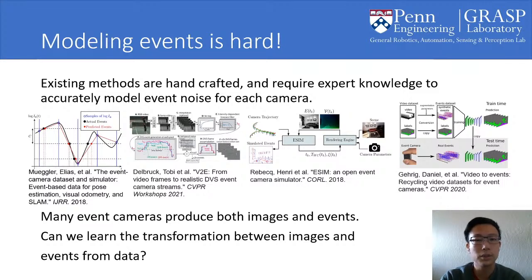In addition, the noise distribution of events is also relatively difficult to model. And so getting this precise is still an open problem. In this work, we would like to take advantage of the fact that we have paired events and images, which are registered to the same image plane. And so we would like to use a deep neural network that can learn directly this transformation from data without any kind of hyperparameter tuning from the user.